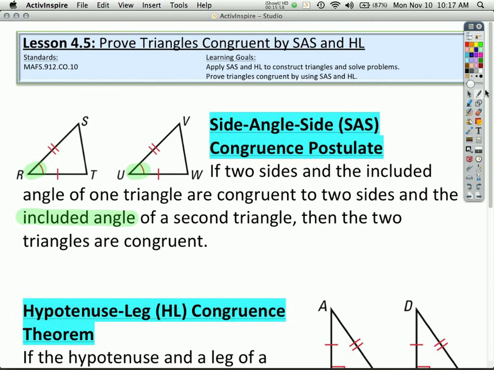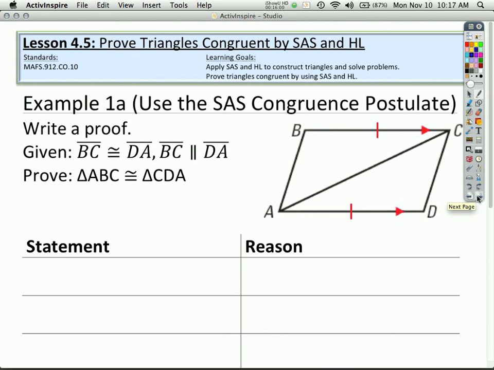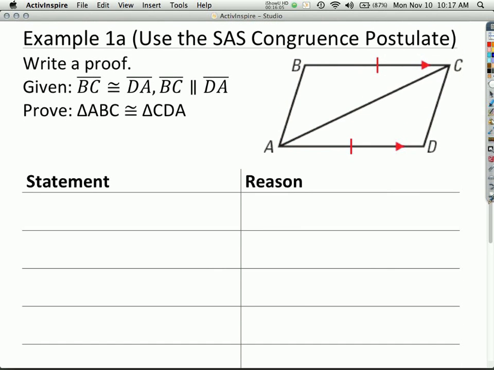Comments or concerns? Okay, so we're going to jump right in. Example 1, we're going to use side angle side. We're going to do a couple of different problems, but we're going to start with a formal proof.